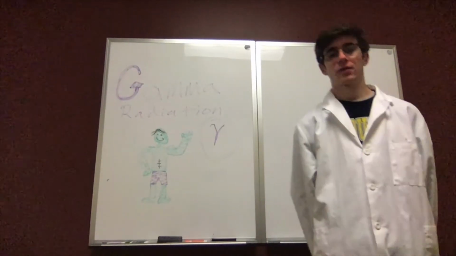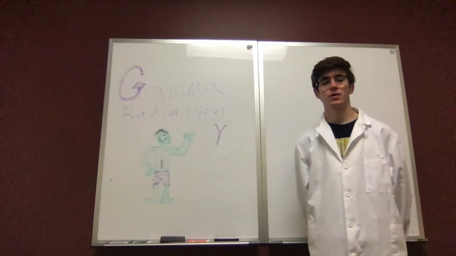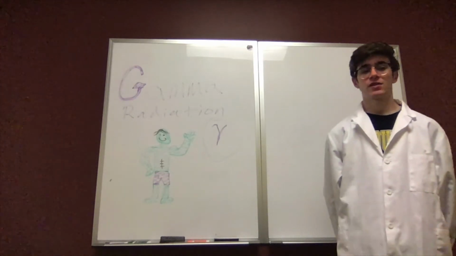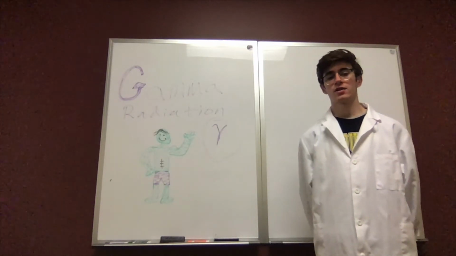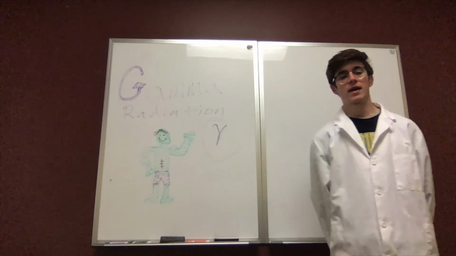G stands for gamma radiation. Gamma radiation is defined as the high-energy ionizing photons originating from the atomic nucleus. Now, gamma radiation waves have the smallest wavelength and therefore the highest energy. We can think back to the de Broglie equation for that. And that's of any wave in the electromagnetic spectrum.